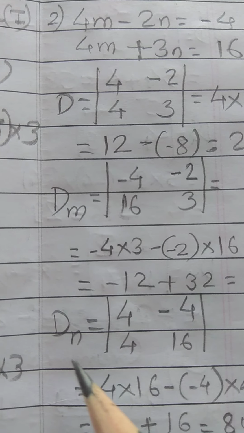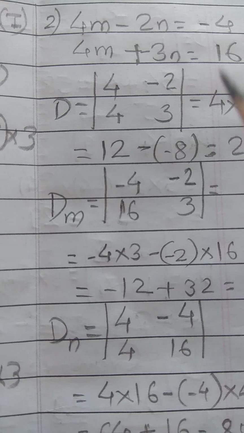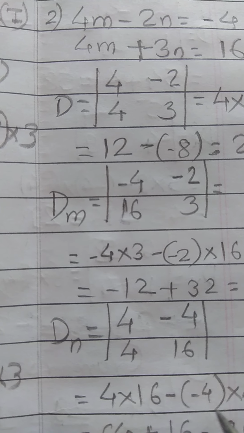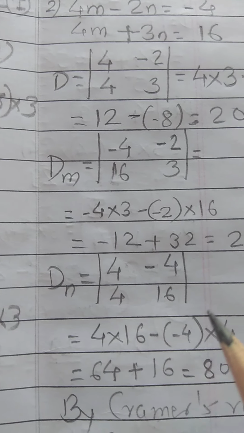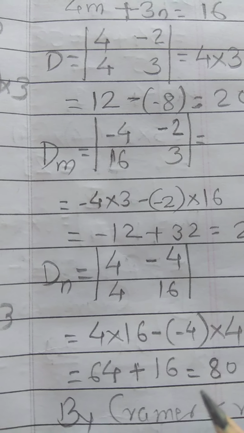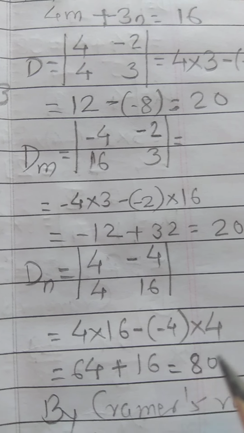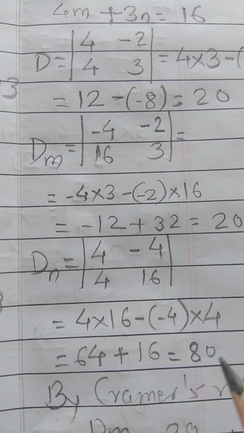Now for getting dn, we will write coefficients of m, 4, 4 as they are. Without writing coefficients of n, we will write the constants 4, 16. So 4 into 16 is 64, minus 4 into 4 will give you minus 16. That minus 16 will become plus 16. 64 plus 16 will become 80.